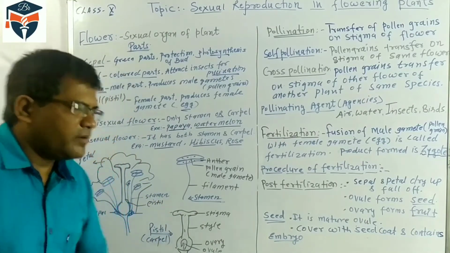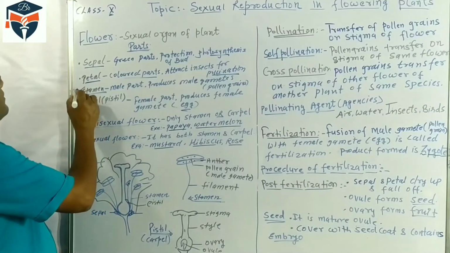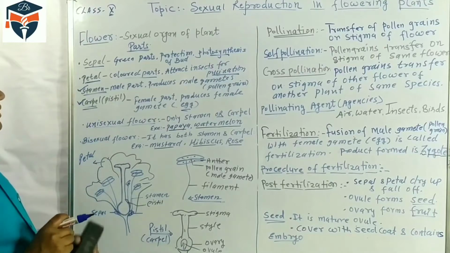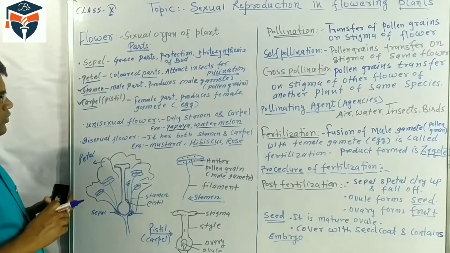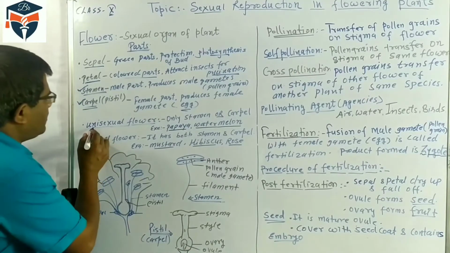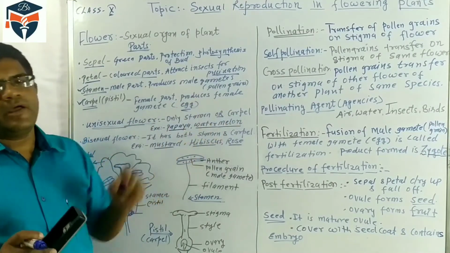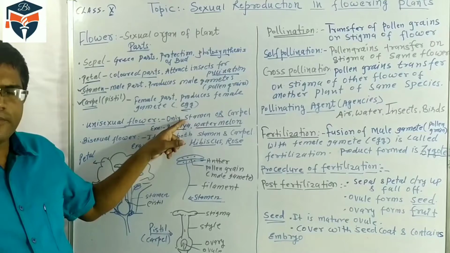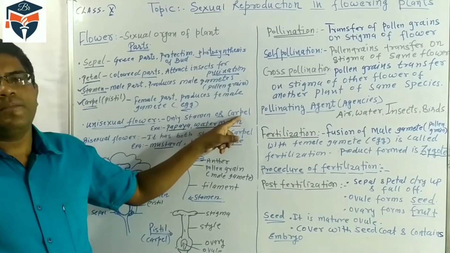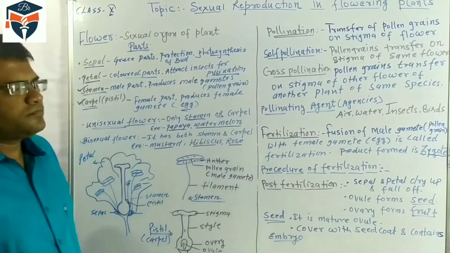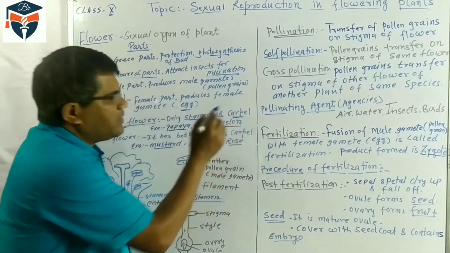Out of the four important parts, the stamen is the male part and the carpel is the female part of the flower. There are some flowers where only stamens or only carpels are present. It means either male parts are present or female parts are present. This is the type of flower where only stamens or only carpels occur.